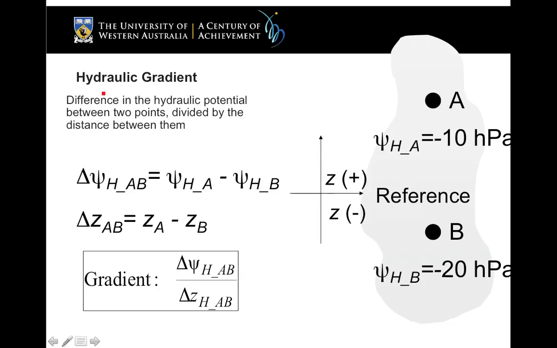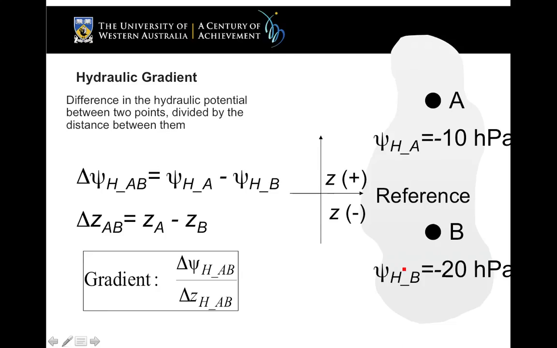Now, we often use what's called the hydraulic gradient in soil. So it's the difference in hydraulic heads between 2 points, divided by the distance between those 2 points, which determines what's called the hydraulic gradient. Right? It's like the slope of the total hydraulic head with distance.